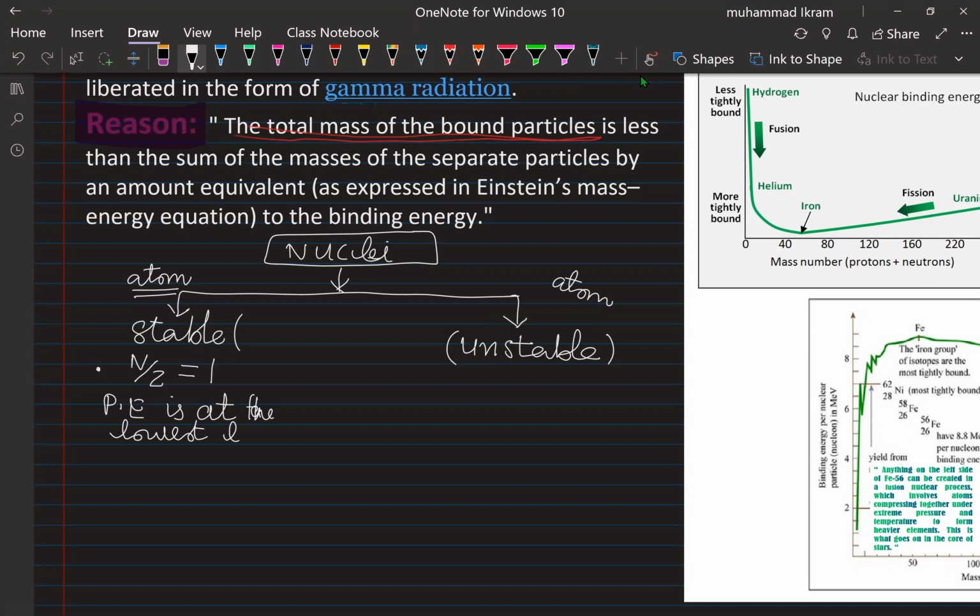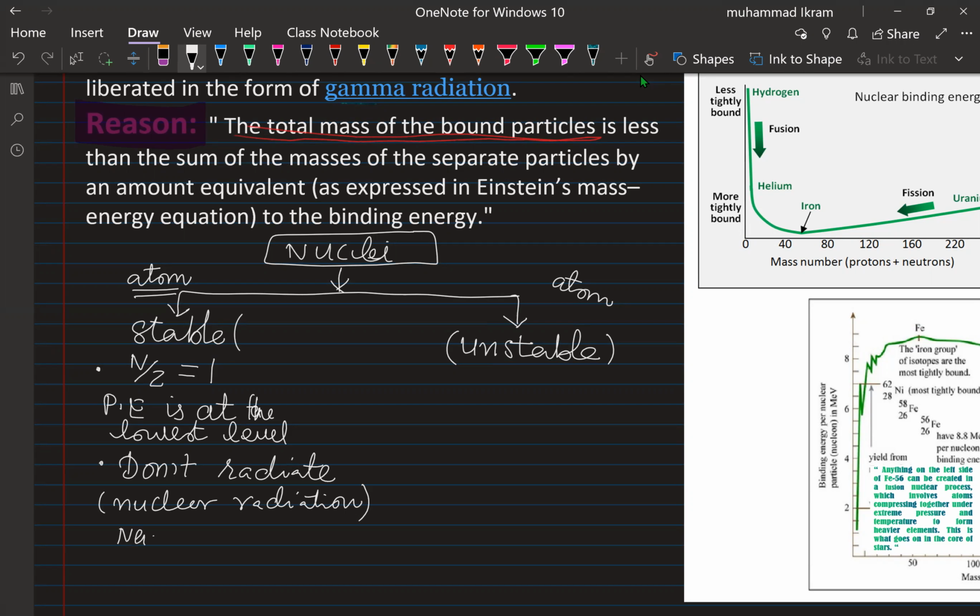It is at the lowest level. Their potential energy is at the lowest level, and they usually do not radiate nuclear radiation, such as helium, iron, or like that.